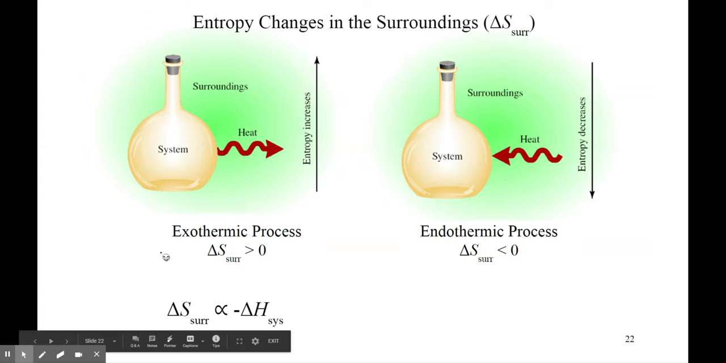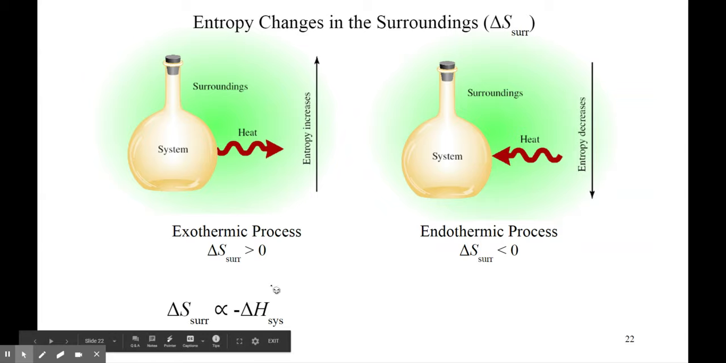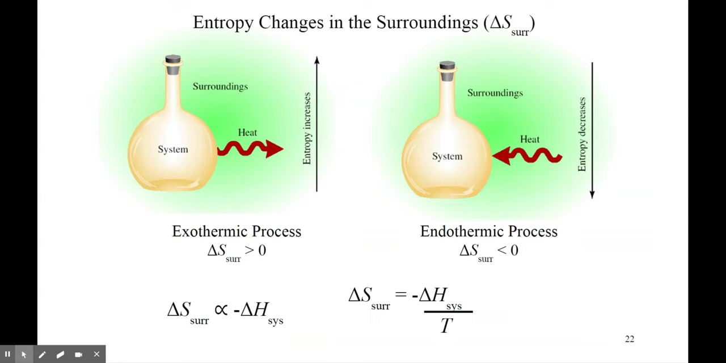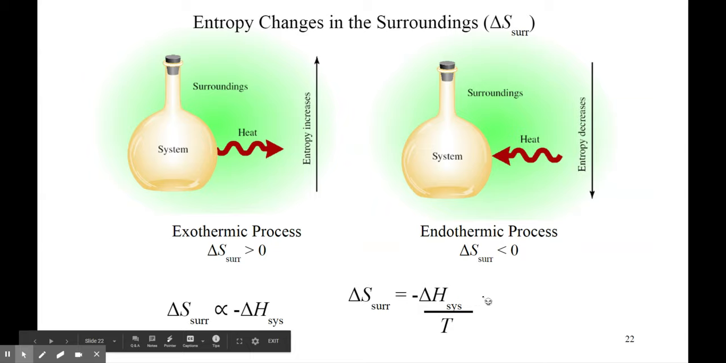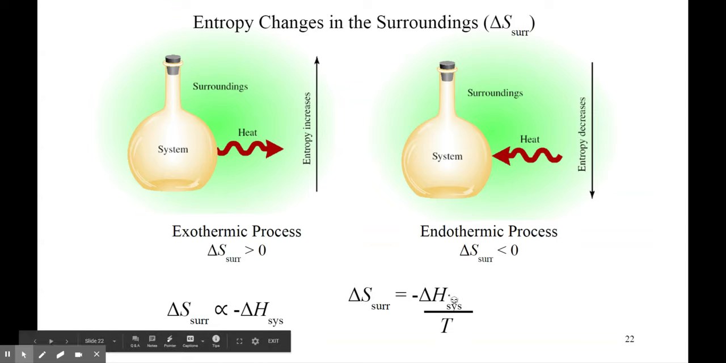So we have this relationship that the change in entropy of our surroundings is proportional to the entropy of the system, just opposite in sign. But to make these equal, we simply throw in a temperature. If we know the enthalpy change and divide it by the current temperature, then we know what the change in entropy of the surroundings is going to be.